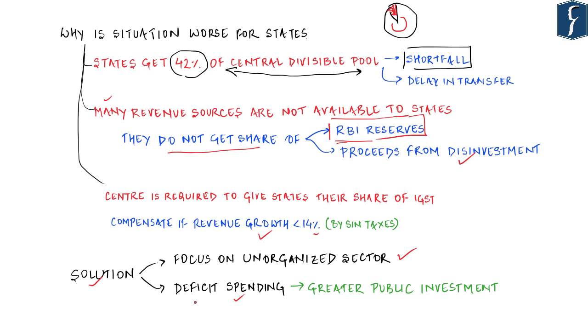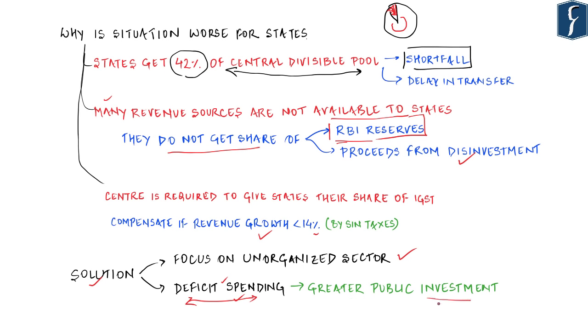Now, as far as deficit spending is concerned, it means that the government increases its expenditure, breaching its deficit targets to enable demand growth. So, for example, government has set a target of 3.5% fiscal deficit by year so and so, let's say. But keeping in view the current situation of the economy, government can breach this fiscal target and increase its fiscal deficit to enable more expenditure or investment in the economy through greater public investment.